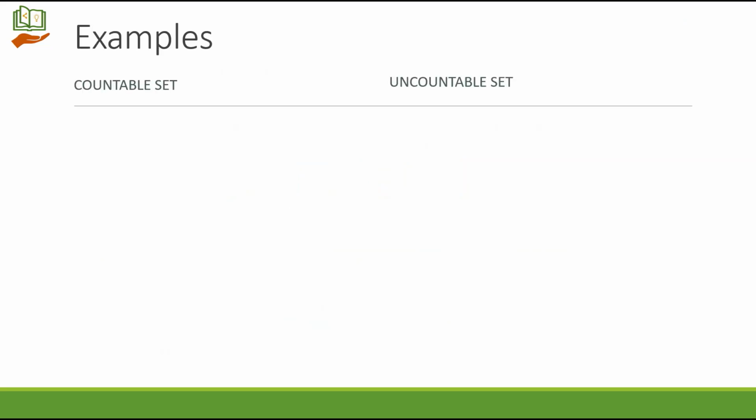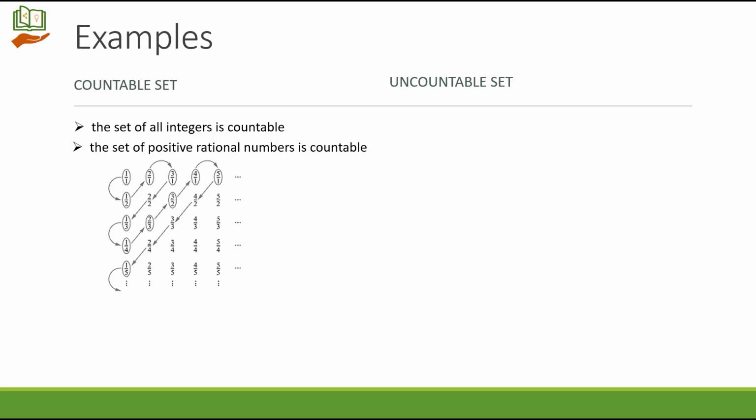Now we will see some examples of countable sets and uncountable sets. Let's start with countable sets. The set of all integers is countable. The set of positive rational numbers is countable. So let's take the rational numbers here. What are rational numbers? Anything in the form of p by q where q is not equal to 0.